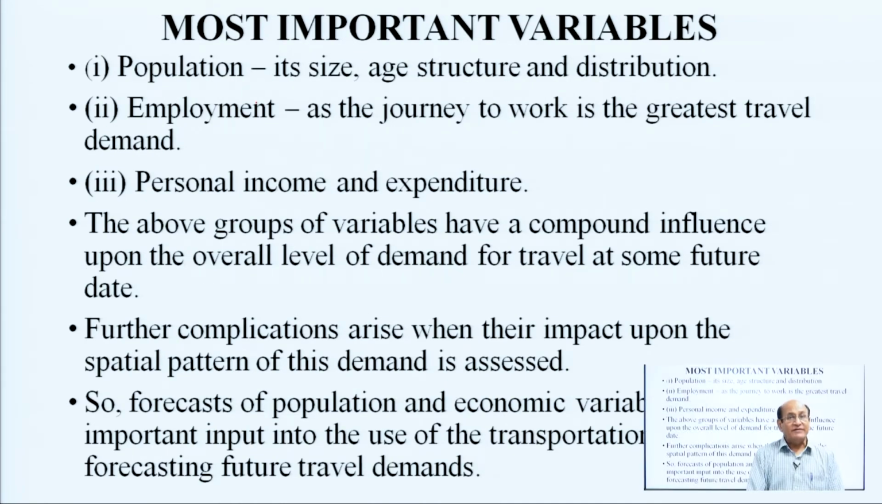Most important variables used in transport planning. Number one is population. This includes size, age structure and distribution. Employment, as the journey to work is the greatest travel demand. Third is personal income and expenditure.